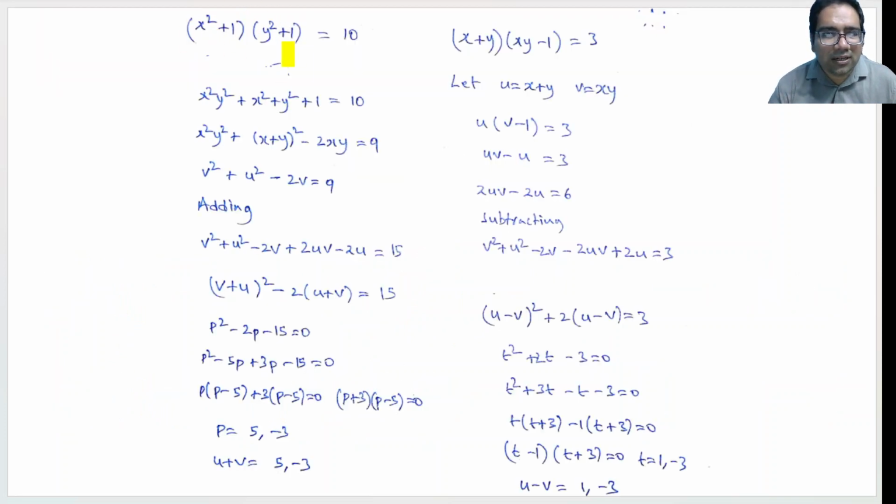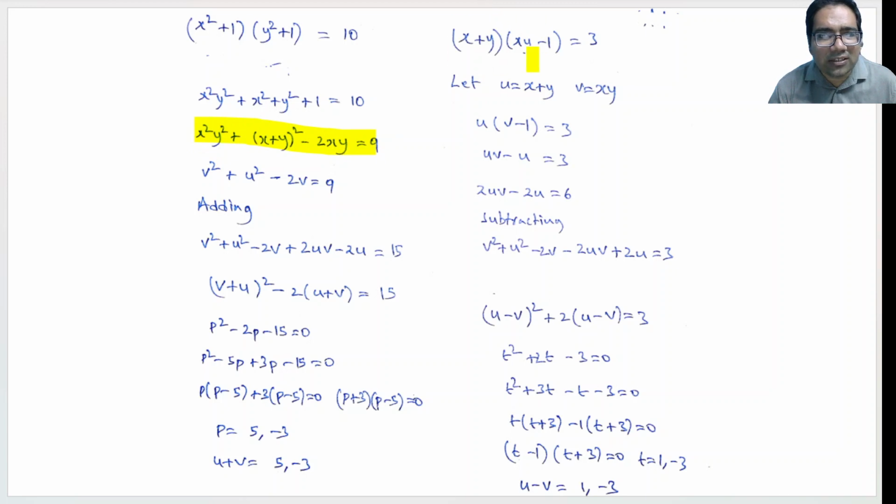(x² + 1)(y² + 1): if you expand this, what will happen? x²y² + x² + y² + 1 = 10. Now this x² + y², we can write as (x + y)² − 2xy. And this 1, if you take it to the other side, it becomes 9. So x²y² + (x + y)² − 2xy = 9. So this equation we have converted to this form in terms of x + y and xy.